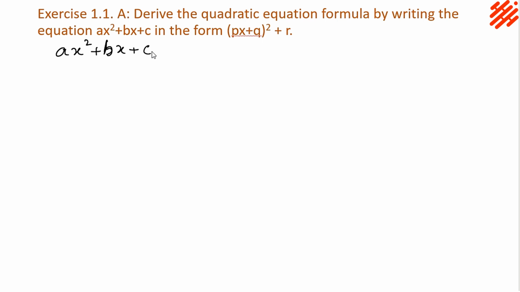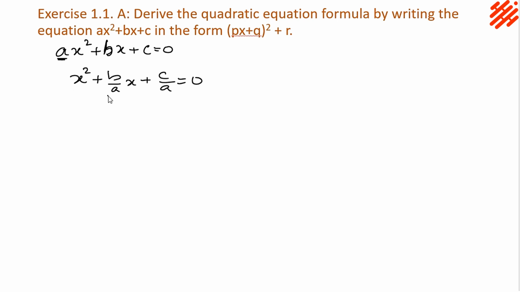bx plus c equals 0. So we are going to remove this factor, the coefficient of x square. So I am going to divide the entire equation by a. So I get x square plus b by a x plus c by a equals 0.